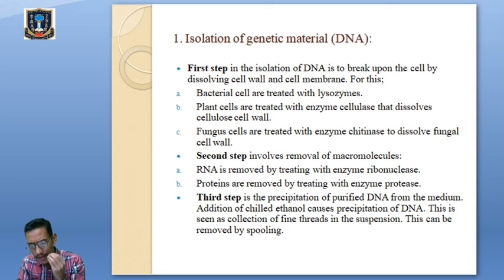Now we just have to extract the DNA in the pure form. So in the third step, in order to extract the DNA in its pure form, we have to put chilled ethanol. When we put the chilled ethanol, DNA will precipitate, and this can be seen as a collection of fine thread in the suspension, and this can be removed by spooling. Okay, so by this process, we will be able to extract the DNA in its pure form, free from macromolecules. So today we have just gone through the first step, that is isolation of genetic material, that is DNA, from the host cells or from the bacterial cell.